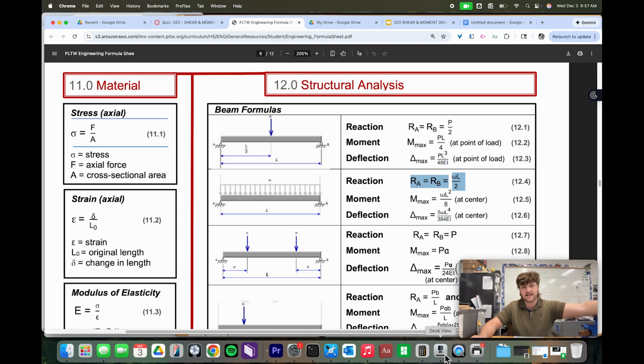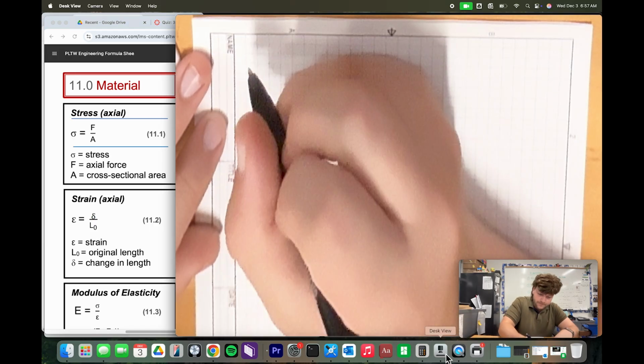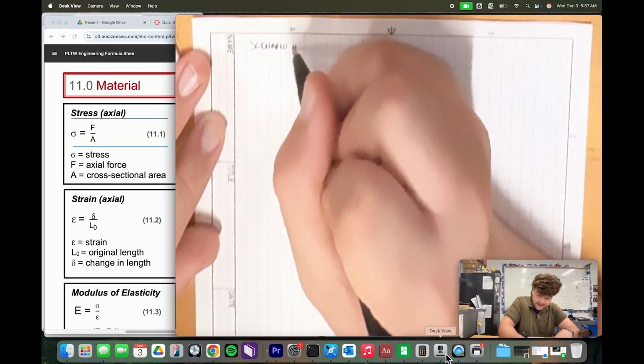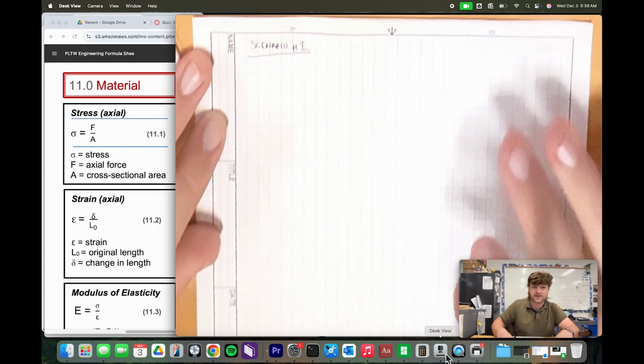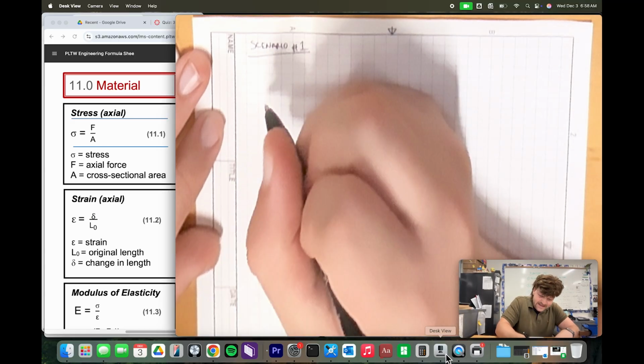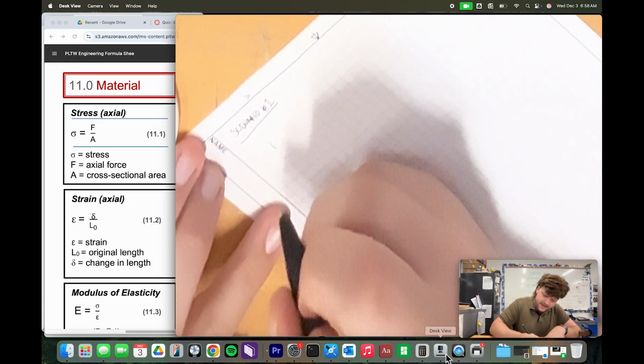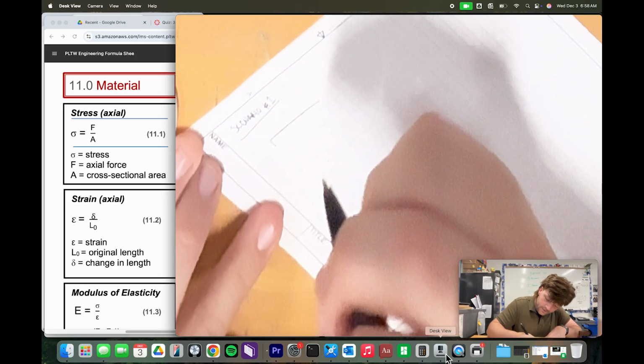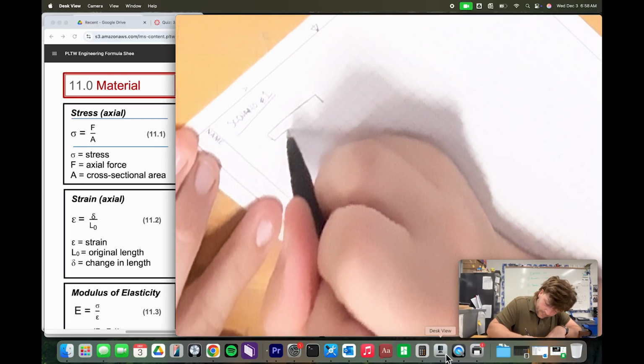So let's go ahead and let's start off with scenario 1. So scenario 1, this is how we end up getting that beam shortcut here. So for scenario 1, it is the case where we have this beam, right? And they just tell us it's a length L. So we'll just go here.